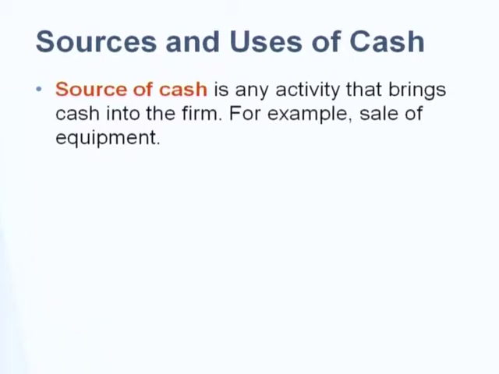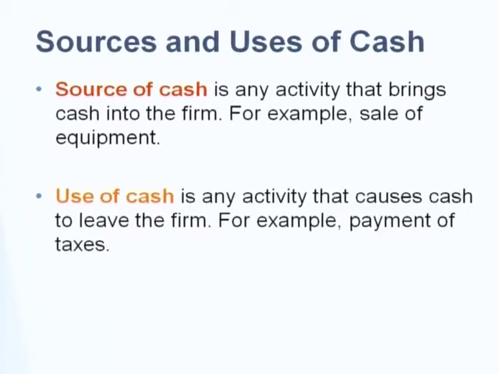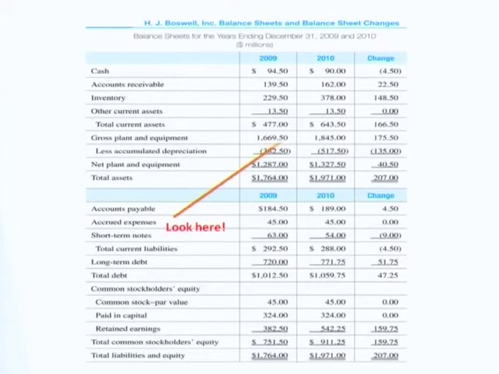So a source of cash is any activity that brings cash to the firm, like sales, revenue that you get in cash, or sale of equipment. A use of cash is any activity that causes cash to leave the firm, like a tax payment, for example. So we will try to see what's going on for the change of cash during the year 2010.